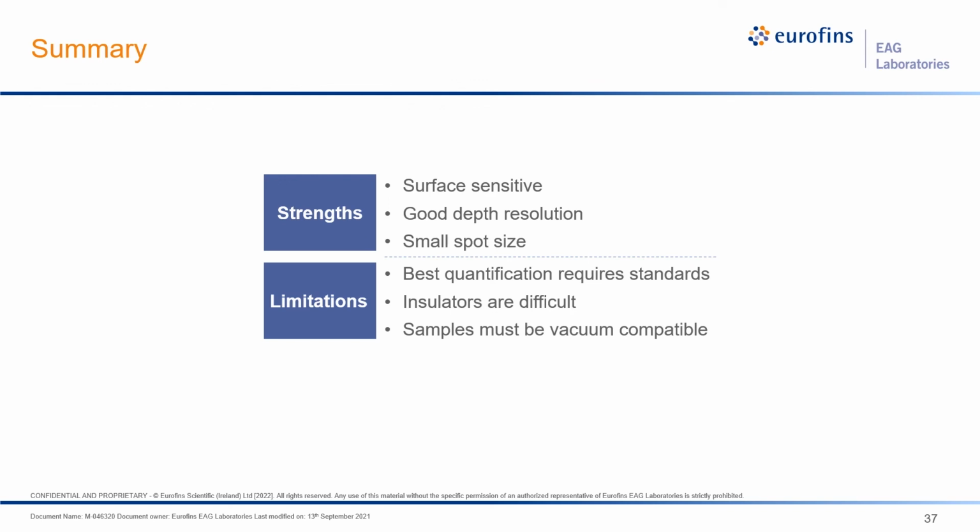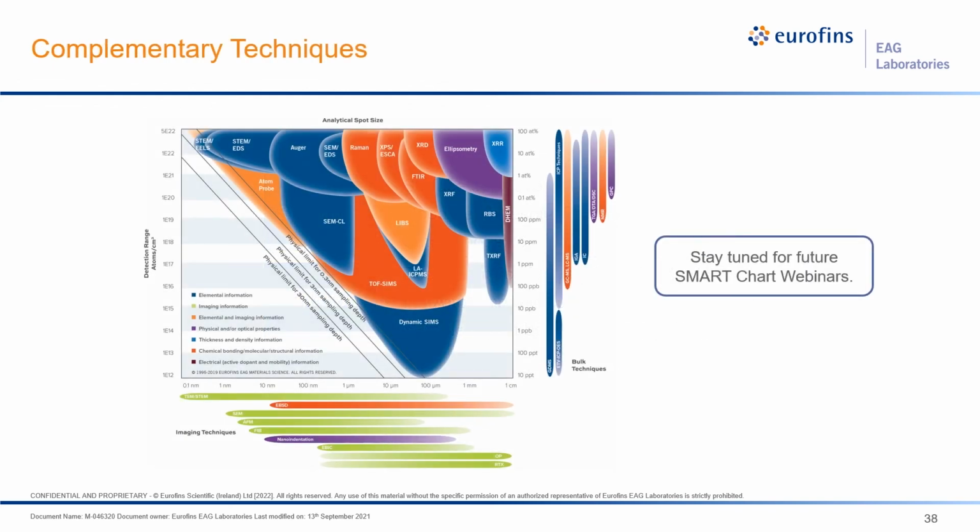And finally, of course, the samples must be vacuum compatible, so no greases, no liquids, obviously, or any other volatile materials. Other techniques we have here at EAG can be used to extract more information from your samples and make up for the limitations of Auger analysis.